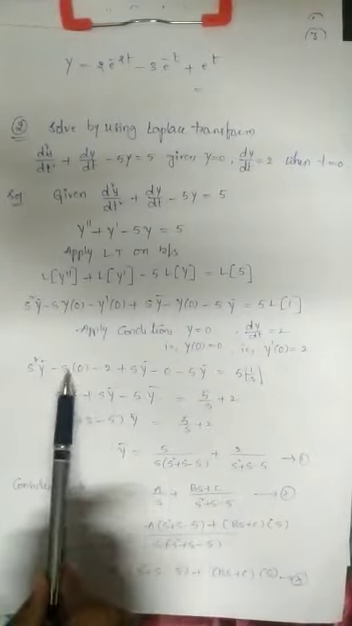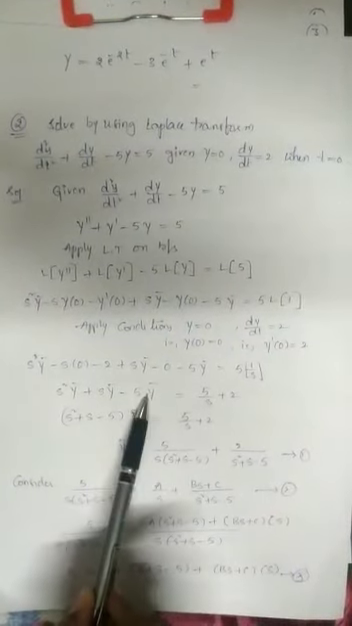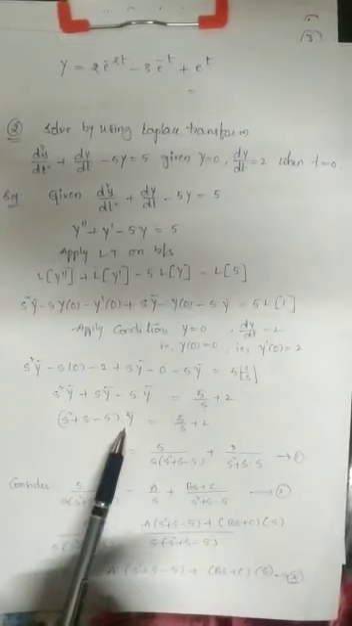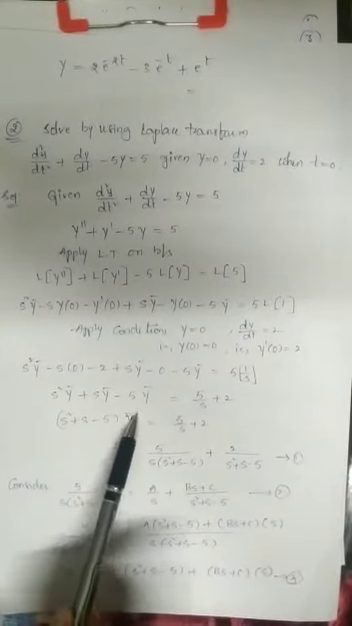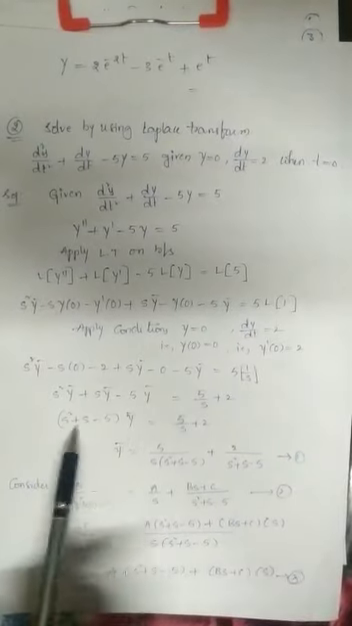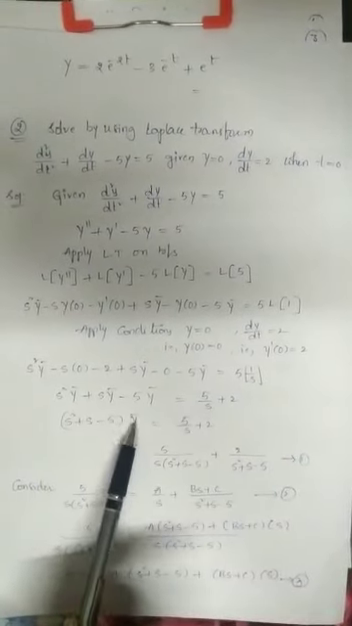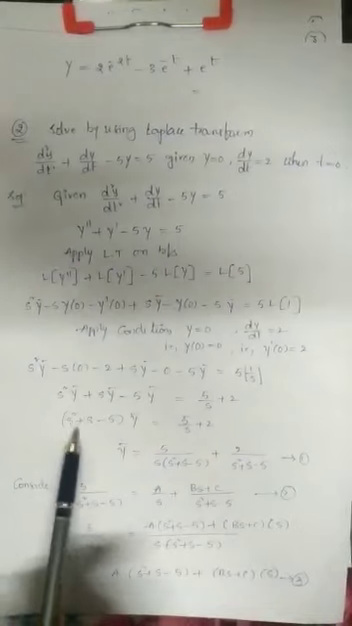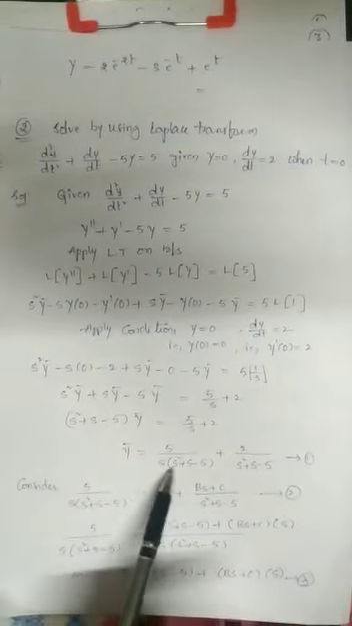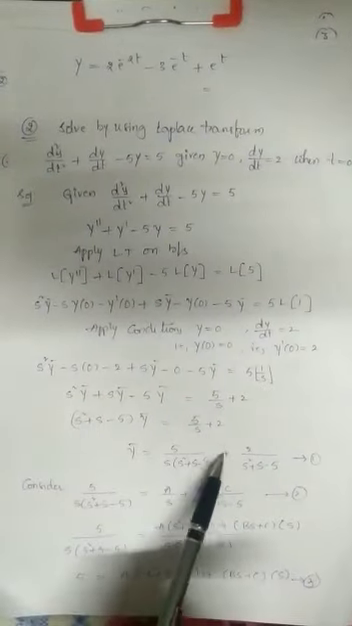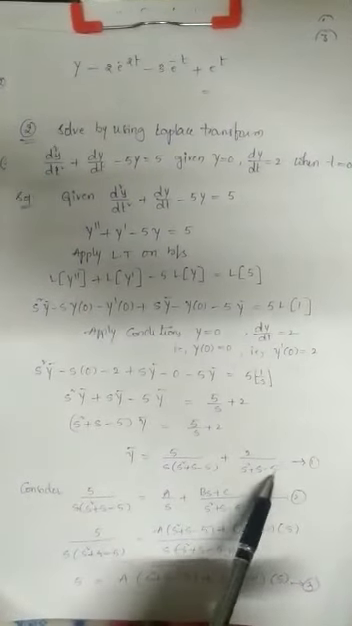Then if you apply those conditions, you will get an equation like this. Write this equation as y bar, taking y bar common from each and every term. From that, y bar equals, taking this total term to the RHS, so it divides these two terms, 5 by s into (s square plus s minus 5) plus 2 by (s square plus s minus 5).